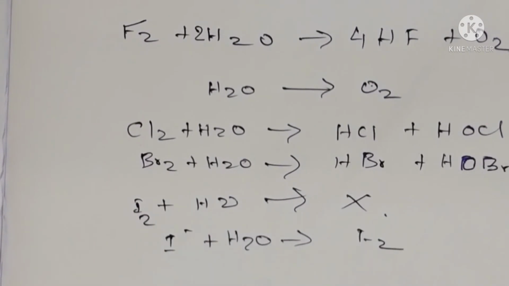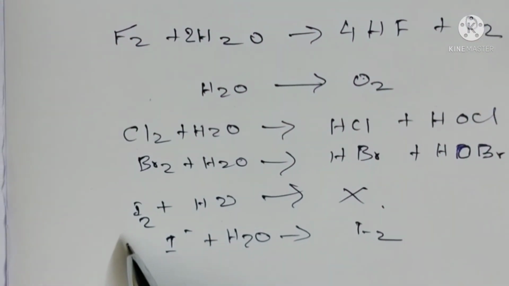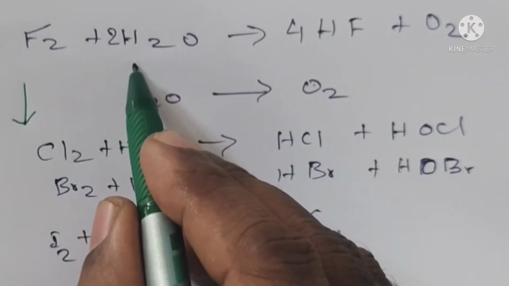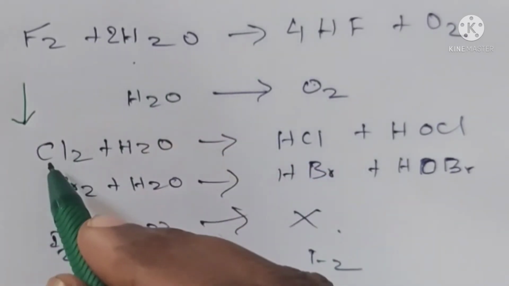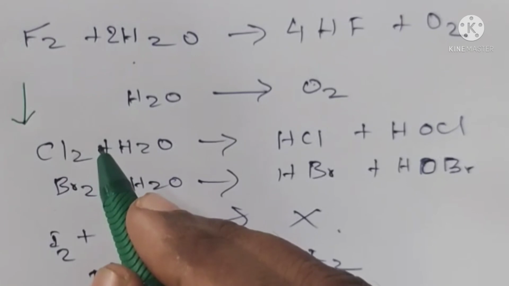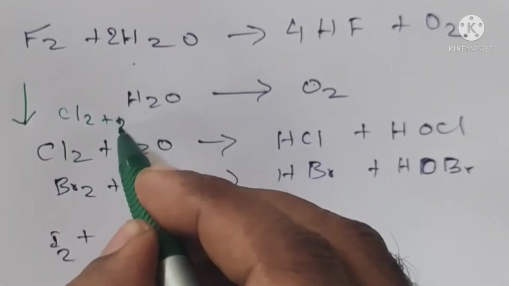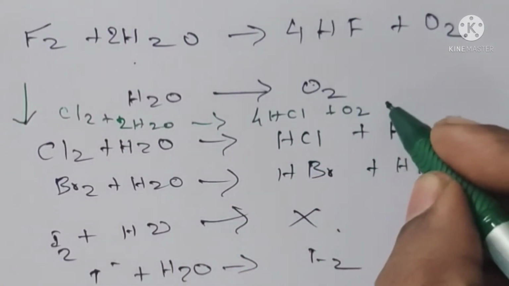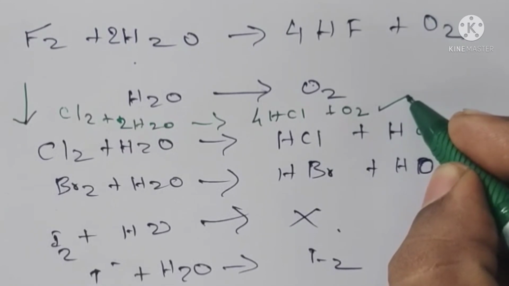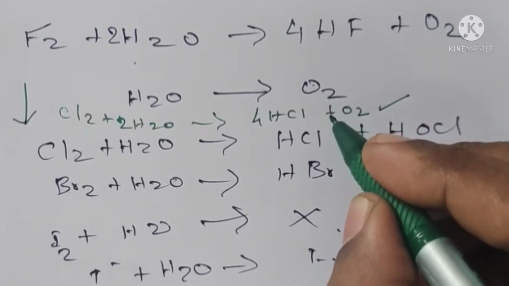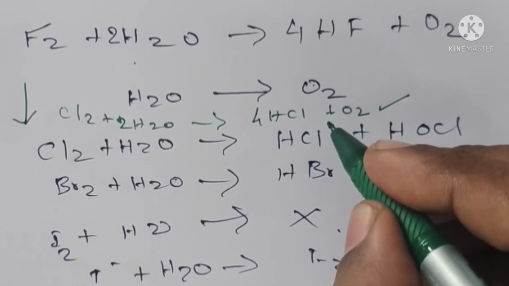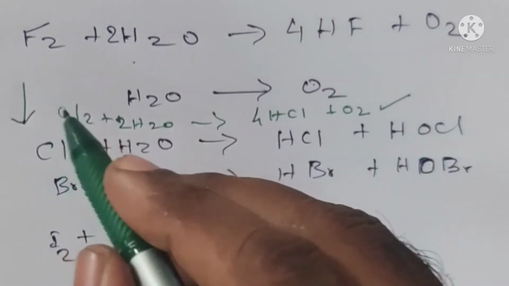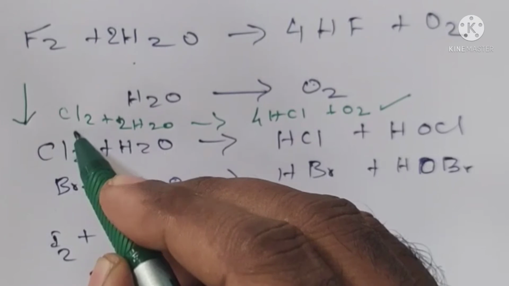This indicates when we move from top to bottom, the oxidizing nature decreases. Fluorine can oxidize water. A similar reaction can be observed in the case of chlorine also. That means Cl2 when reacting with water, we can get 4HCl plus O2. It can be observed, but this reaction is very slow because this reaction needs very high activation energy. What does it mean? It means the oxidizing power of chlorine is lower than that of fluorine.